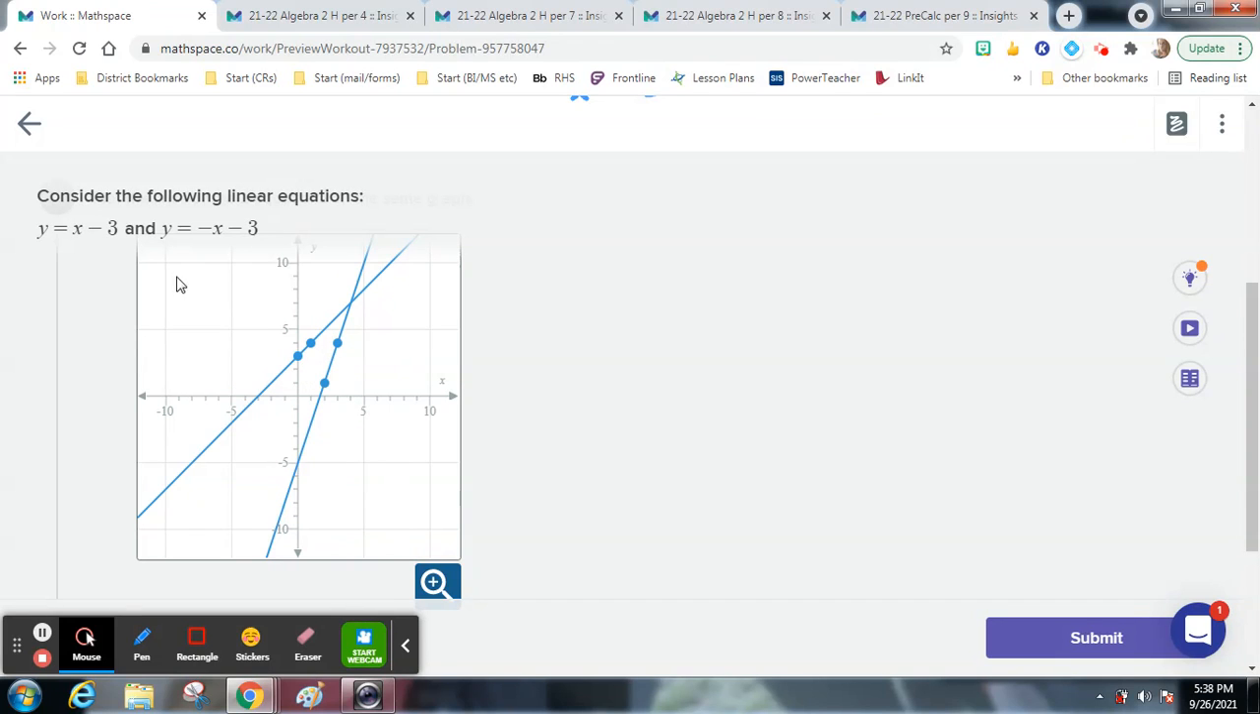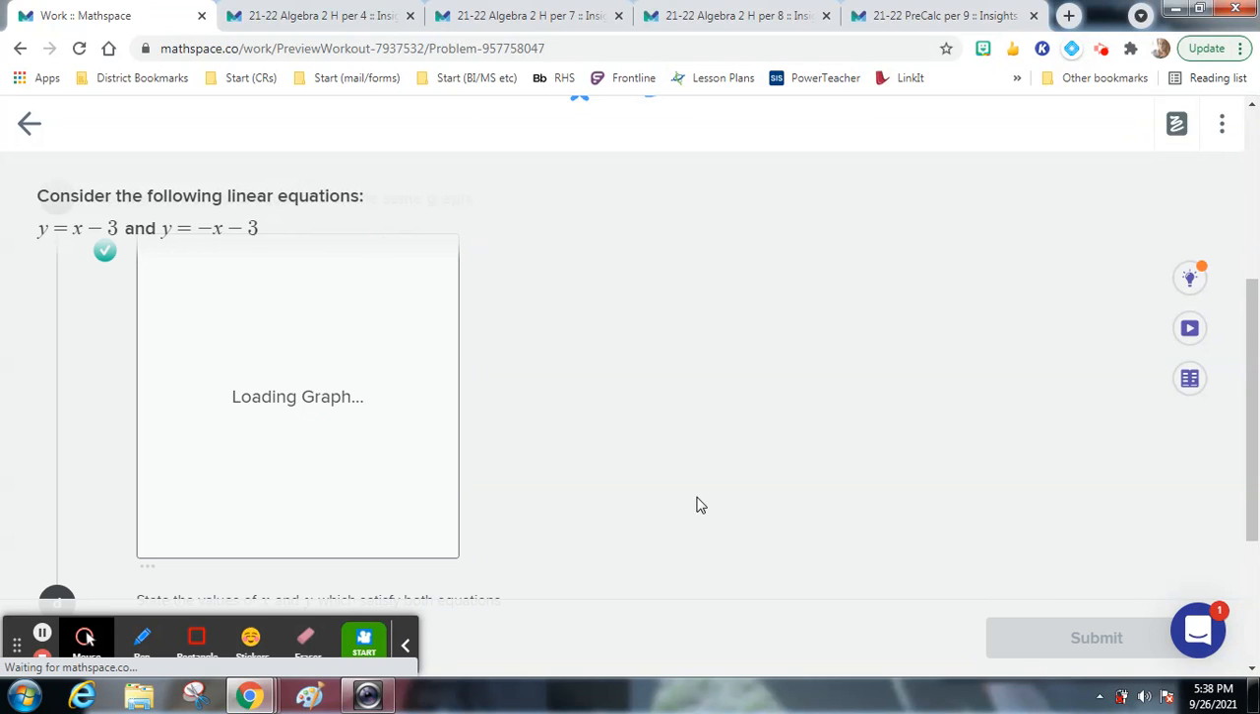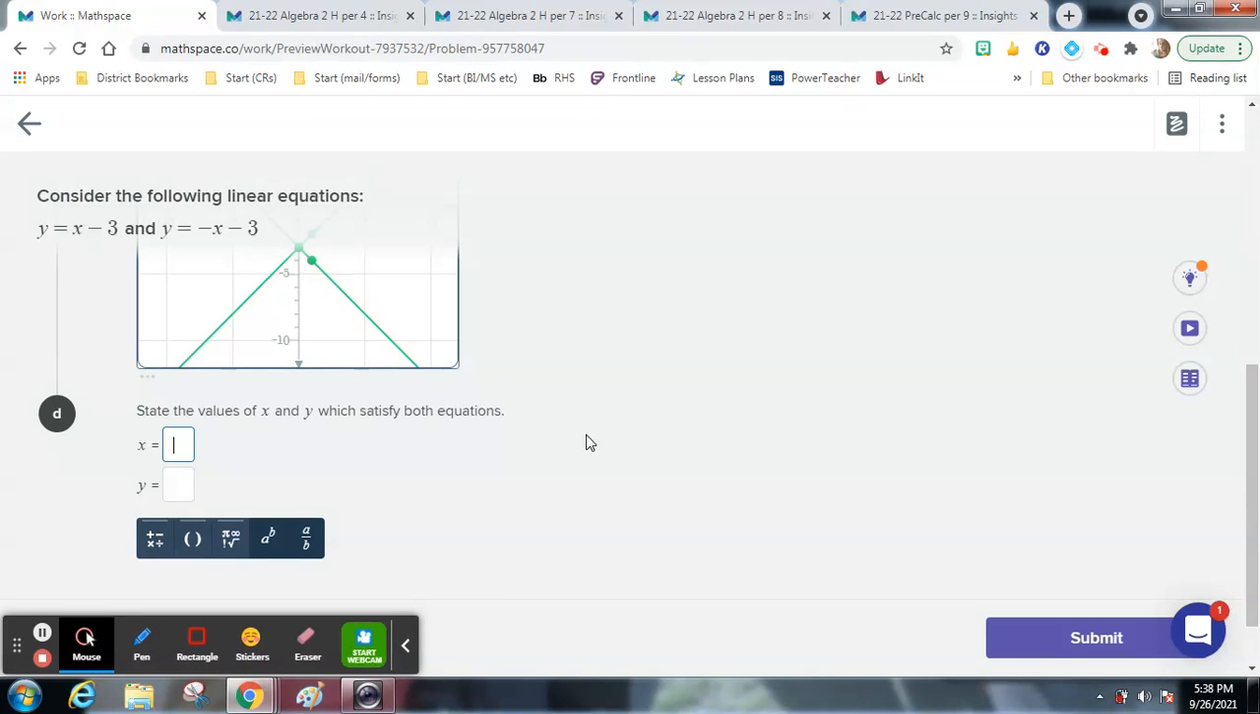Nope, I'm sorry. Let's backtrack. That should be a -3. Up 1 over 1. And then start at -3 again. This time I'm going down 1 over 1. And there's my graph. Okay, and again, I apologize for that confusion.